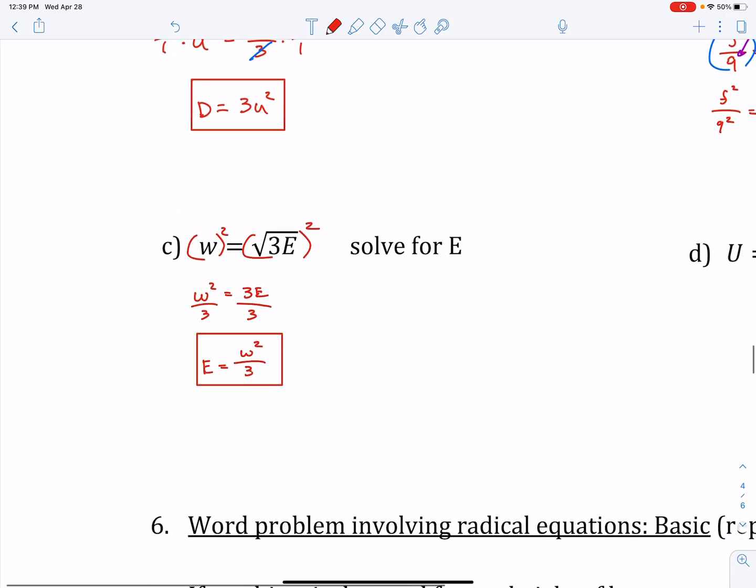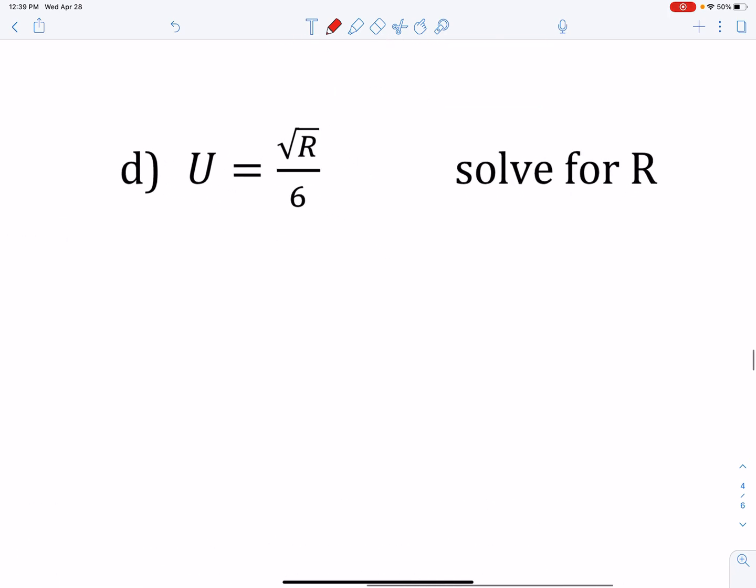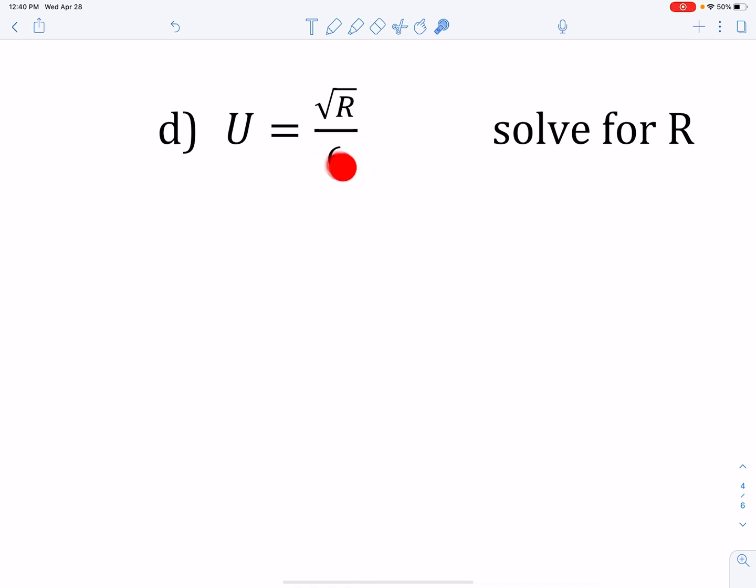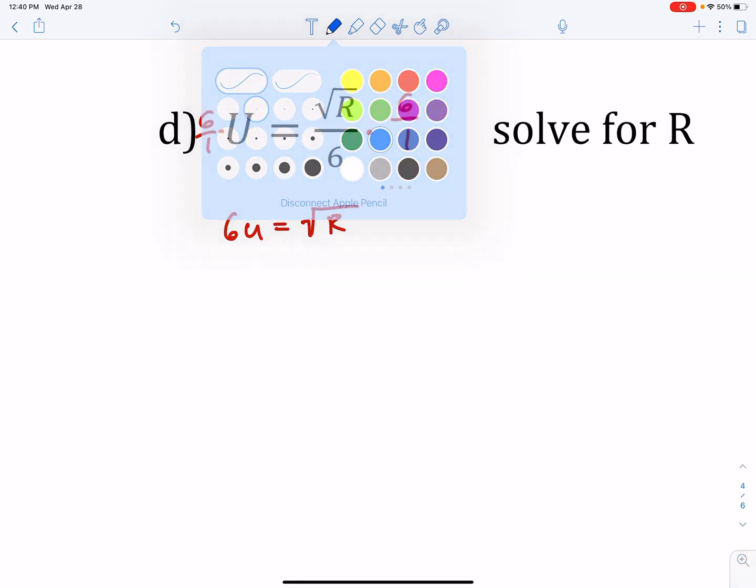All right, we're moving along. R here. So I first need to deal with this 6, right? Because we're trying to solve for r here. Well, if it's divided by, what is the inverse operation of division? You should be thinking multiplication. So let's get rid of that 6 by multiplying 6 over 1. Whatever I do to one side, I must do to the other. That leaves us with 6u equals the square root of r. You should be thinking, I can get rid of that square root sign.